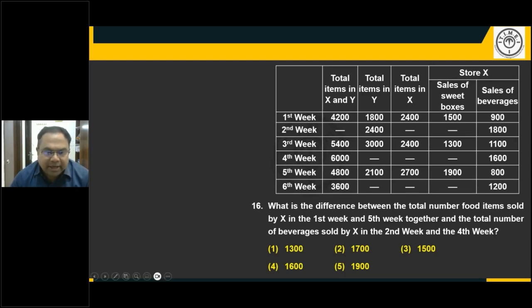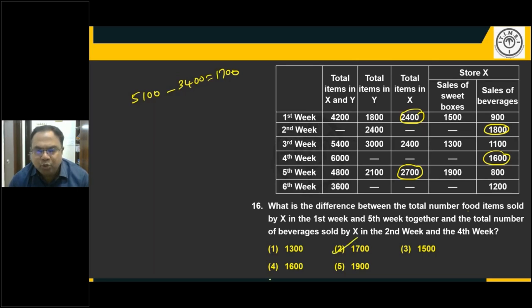What's the difference between total number of food items sold by X in first and fifth week? Total items X, first and fifth week. 2400, 2700. So 5100. Minus total number of beverages sold by X in second and fourth week. Easy question. 1800, 1600, 3400. Difference is 1700. Choice 2.